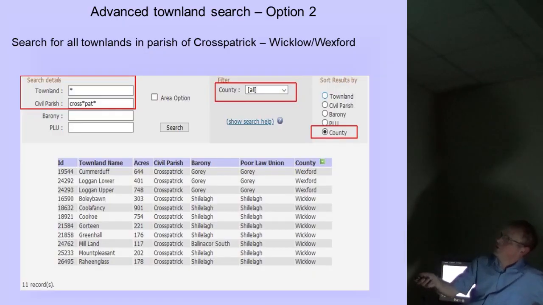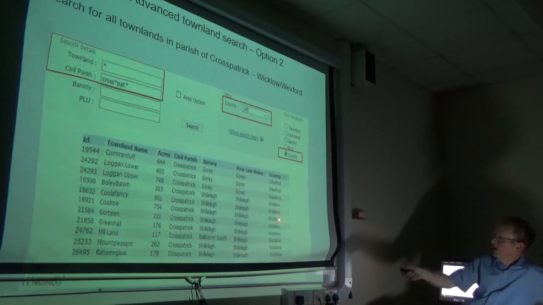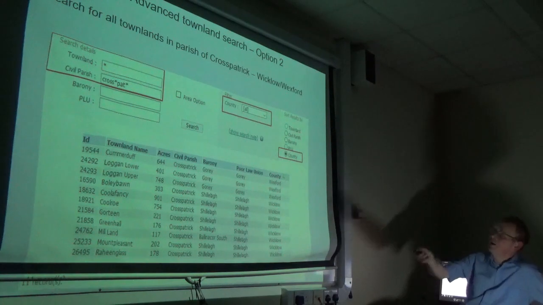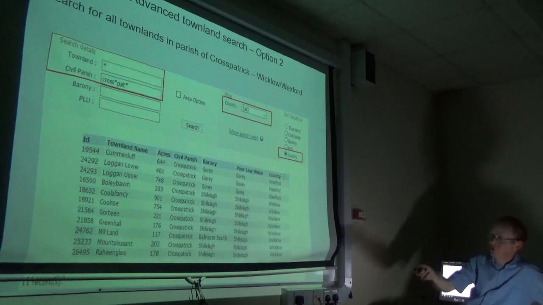And there's another option here. The Cross Patrick that we came across earlier: what you can do is not select a county, sort by county, put a star in the Townland option, and type "cross pat", like we don't know how to spell it. You'll see that we have Wexford and Wicklow and all the townlands in that civil parish across 2 counties. And you can use all sorts of combinations of those to get the kind of searches that you wouldn't get just with a townland name.